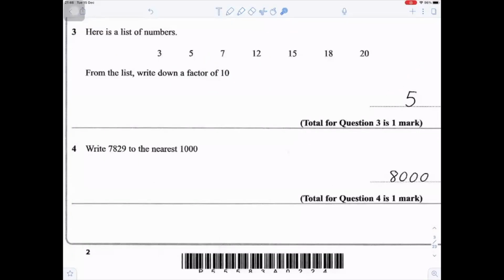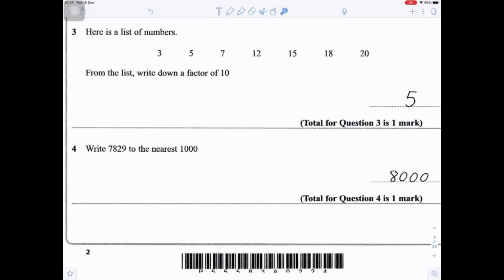Question number 3. Here is a list of numbers. From the list, write down a factor of 10, which is 5. The factors of 10 are 1, 2, 5, and 10. And the only one that is found on the list is 5. So you write down 5.